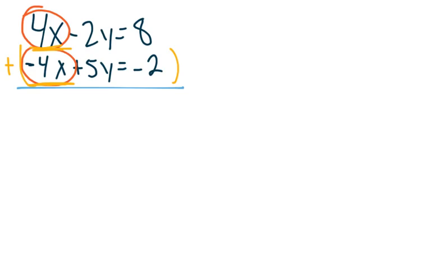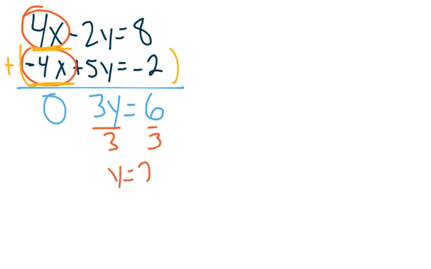When we add 4x plus negative 4x, we get 0. Negative 2y plus 5y is 3y. 8 plus negative 2 is 6. So again, you can see that when we added the two equations, the x term gets canceled out. And so now we solve for y. We divide by 3. So y equals 2.